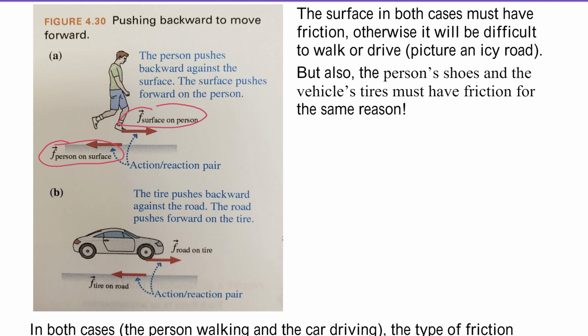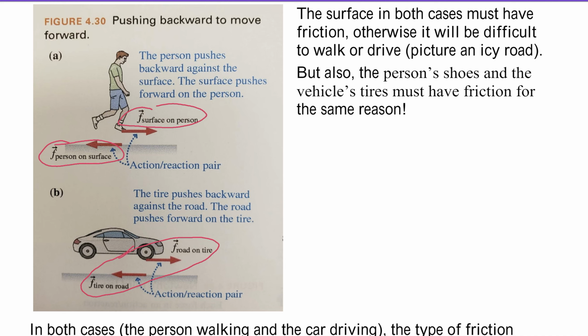Technically, I guess you could go further and say that that is just the earth that you're pushing on, but the earth is so big that you don't even notice that you're pushing on it. But anyway, the surface and the person are your action-reaction pair. Or in part B, you have a vehicle, and it's doing the same thing. In order to propel the vehicle forward, the tires this time, instead of the feet, are what is doing the pushing. So you have the force of the road on the tire and the force of the tire on the road. This time, this is your action-reaction pair. The tire pushes backward, the road pushes forward, and that is how you go forward.